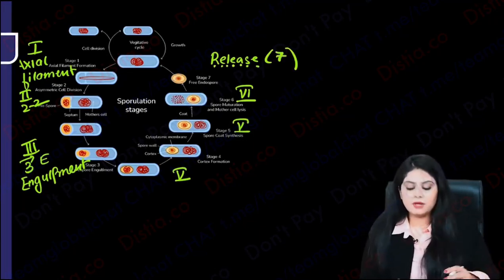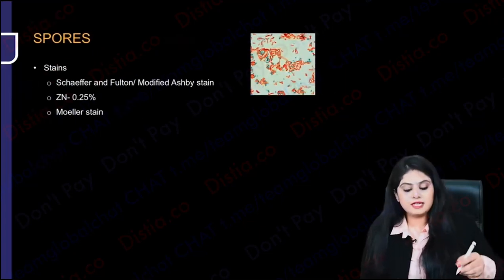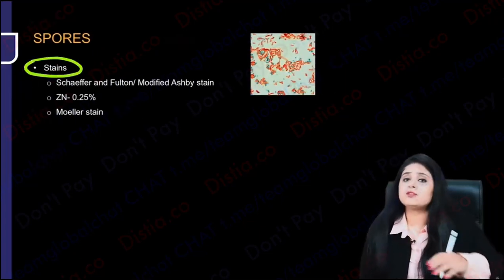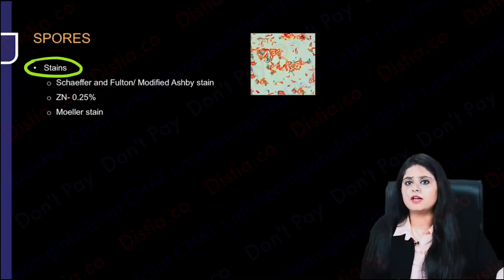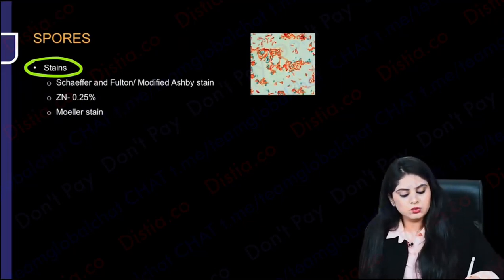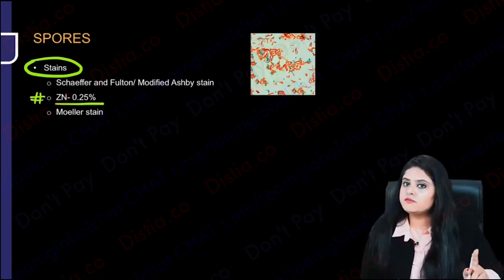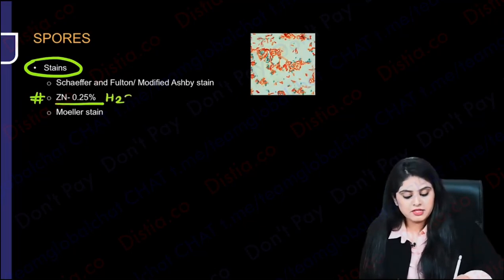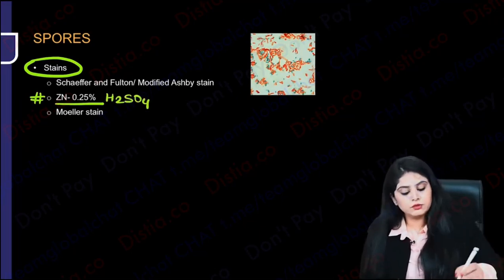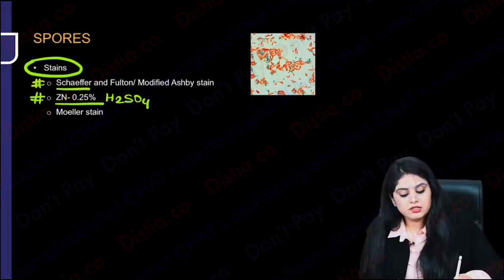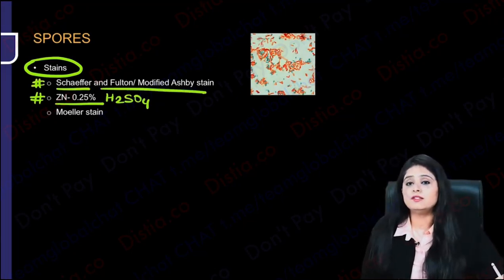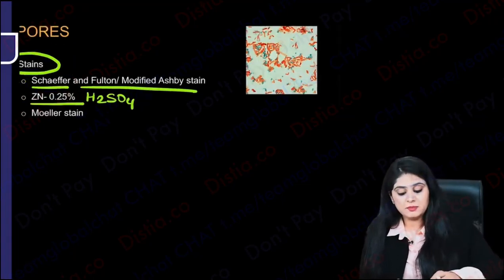Is this okay with everyone? Because now we come down to almost the end. What are the stains for a spore? I have taught you this way back in the previous chapter, the starting of microbiology, that we can use the ZN stain. If we are using ZN stain, we will use 0.25% H2SO4, right? We can use another stain called the Schaeffer and Fulton stain, which is known as the modified Ashby stain. And this is the picture.